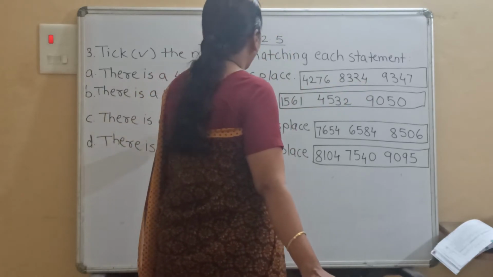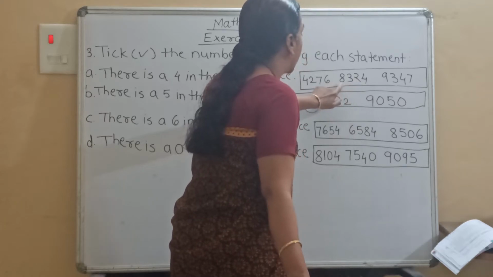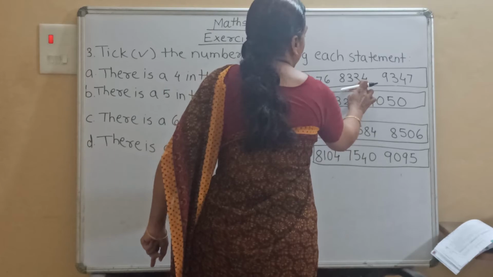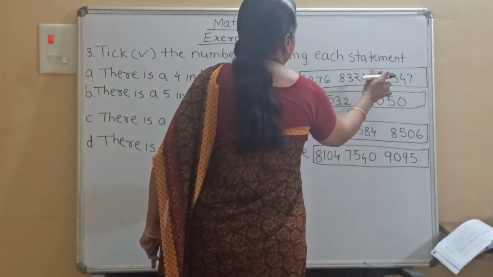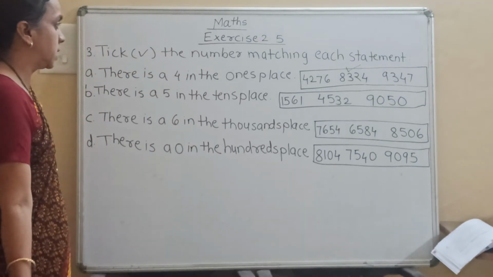Then there is a 4 in the ones place. So ones, tens, hundred, thousand. So what is given in the example? 4 in the ones place. So 4 in the ones place is there. So just tick mark on this number like this.